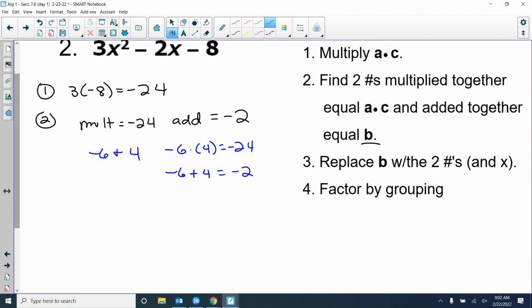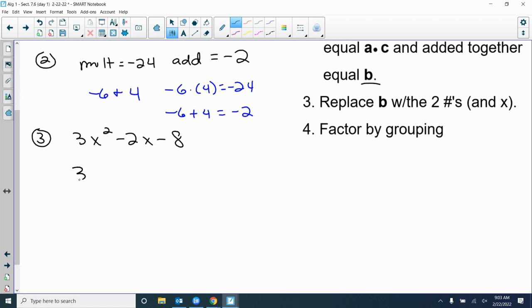All right, now here's what we do. Start with your original problem. 3x squared minus 2x minus 8. What does step 3 tell me to do? Replace what? B with the two numbers and x. So here's what this means. We're going to take -2x out, and I'm going to rewrite it as -6x plus 4x minus 8, because negative 6 plus 4 gives me negative 2. I'm not changing the value of the problem. I'm just changing how it looks.